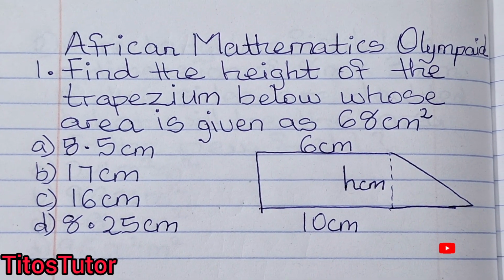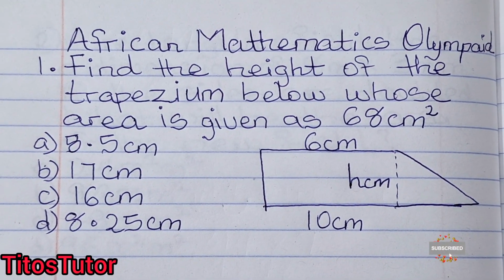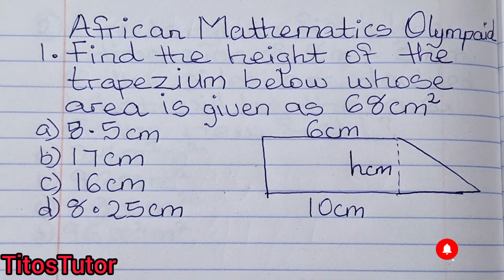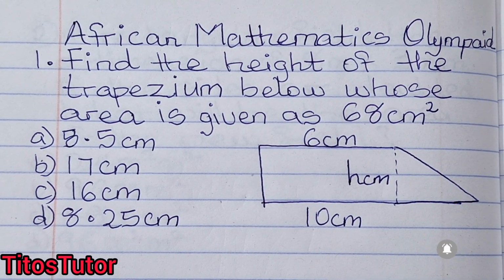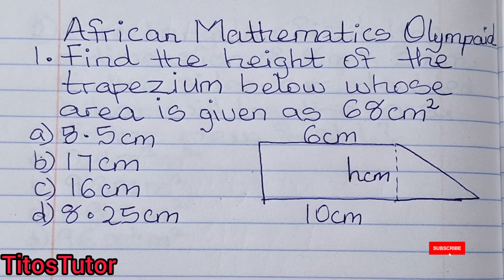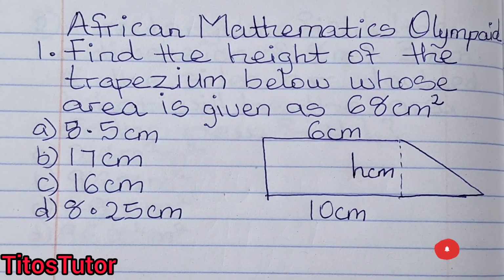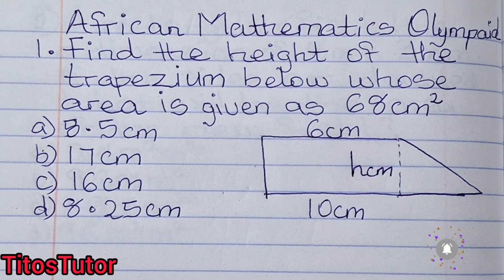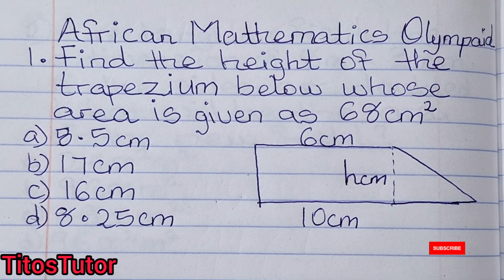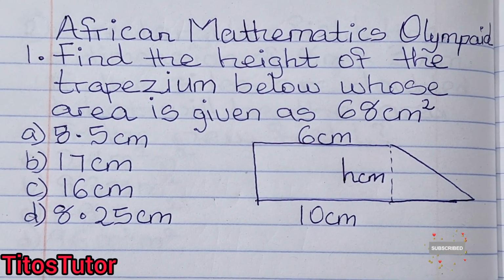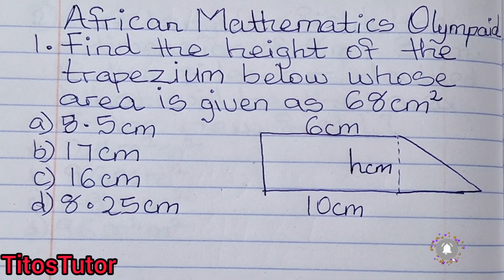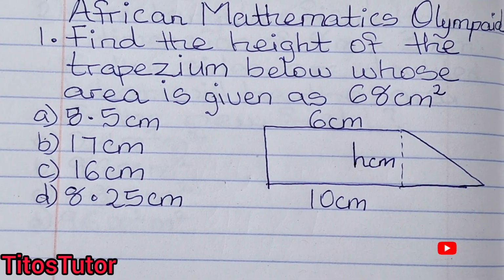On today's video, we're going to be solving 5 African Mathematics Olympiad practice questions. First question for the day is, find the height of the trapezium whose area is given as 68 cm squared.